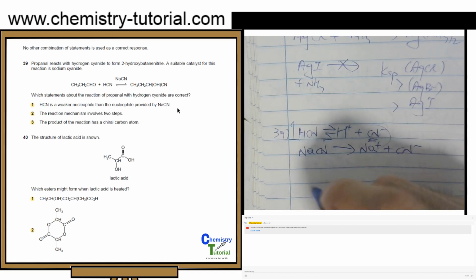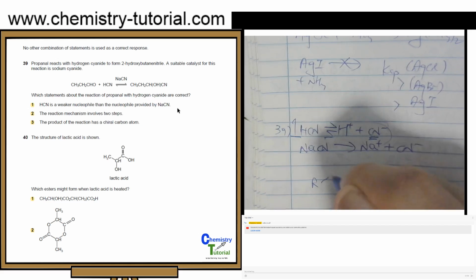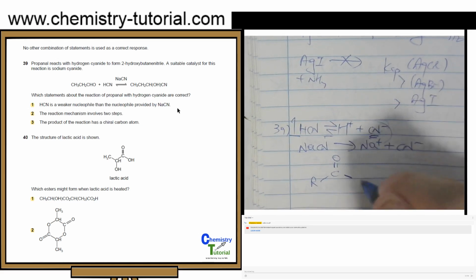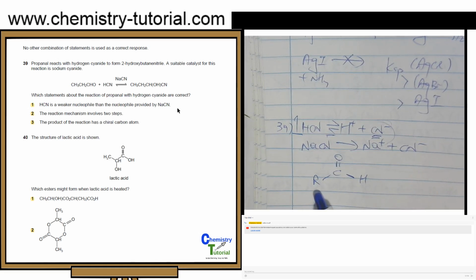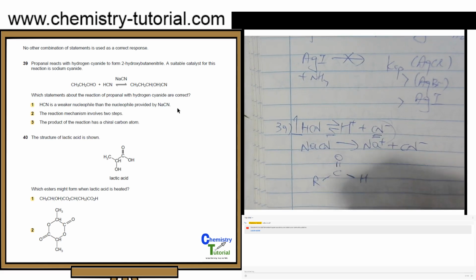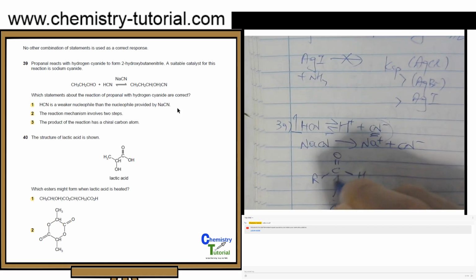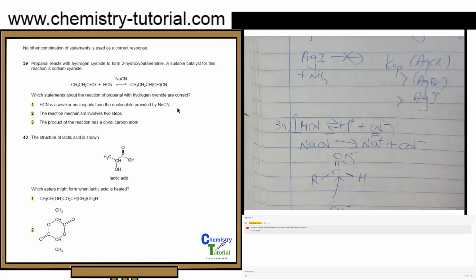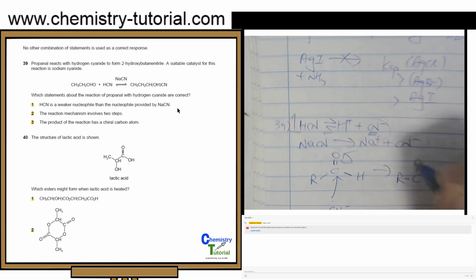So I'm going to just show you the basic mechanism, how it looks like. So it looks something like this. In this case, I'll just use an R to represent the alkyl groups for this particular example. So we have a carbonyl and aldehyde. So cyanide ion will attack the electron deficient carbon atom, break the pi bond. So that's a nucleophilic attack.